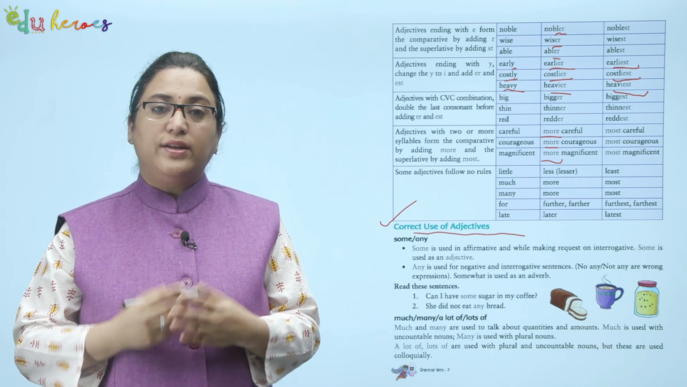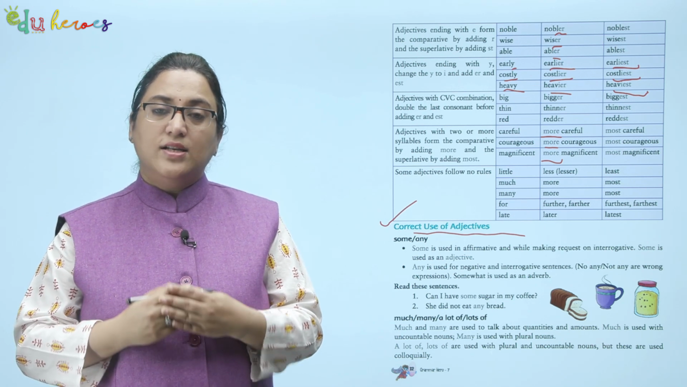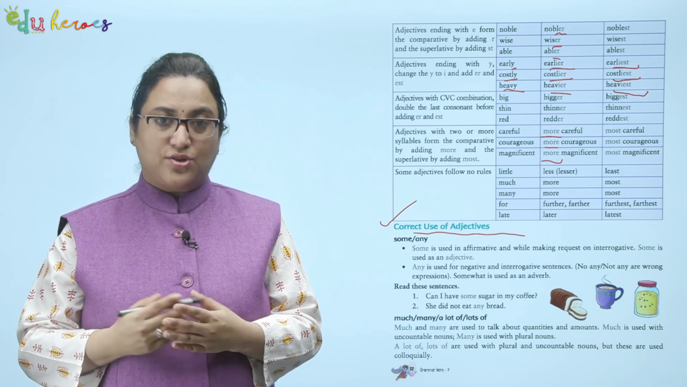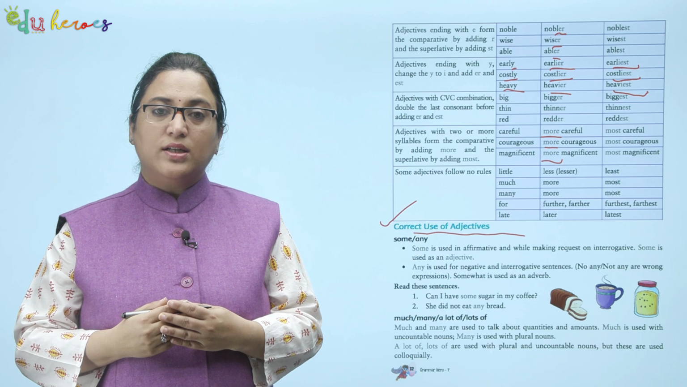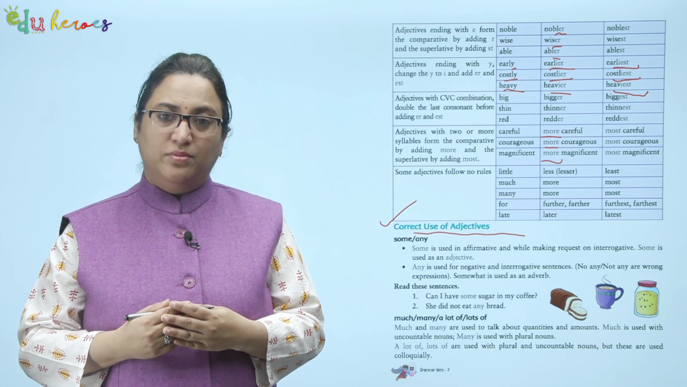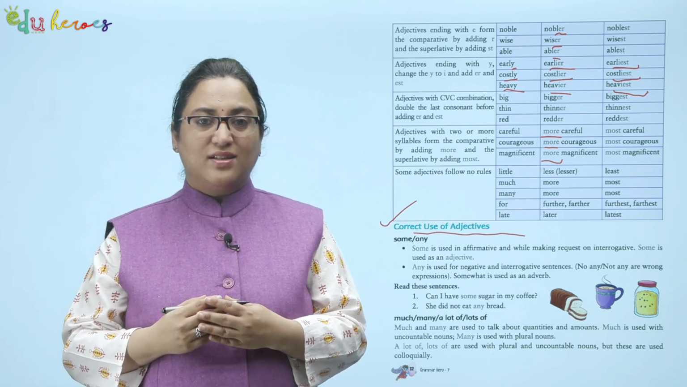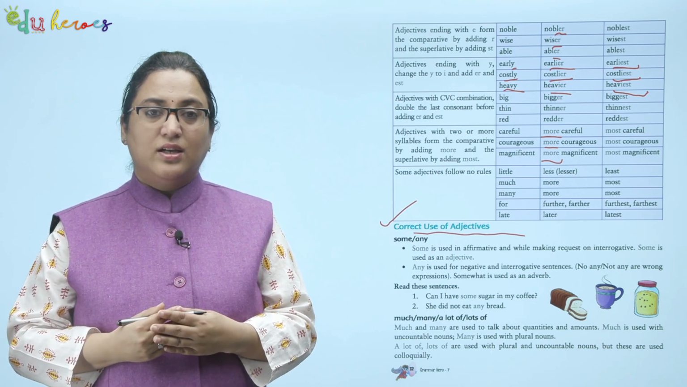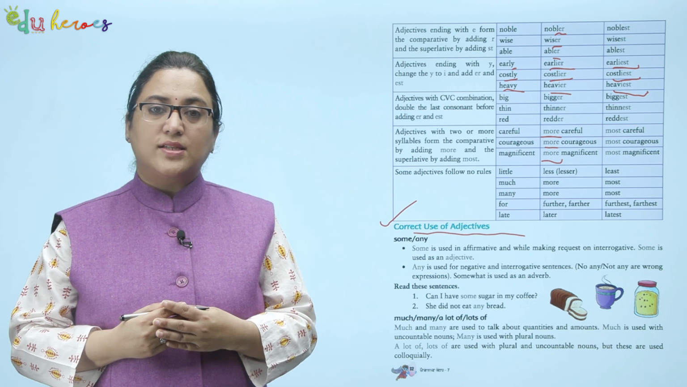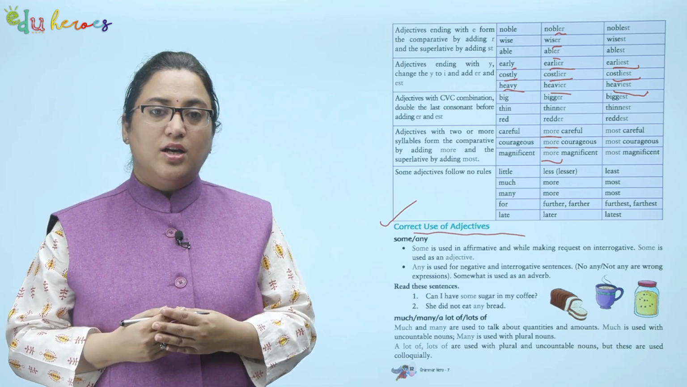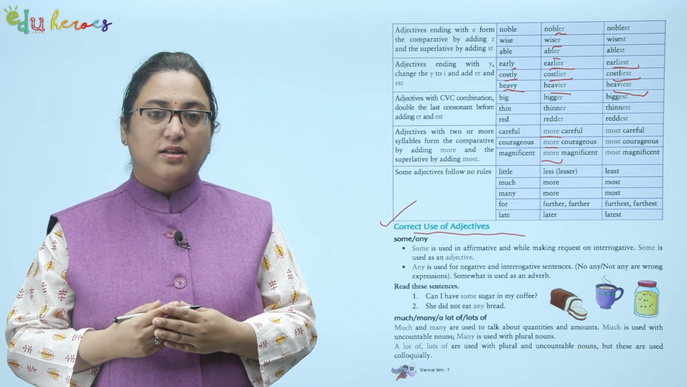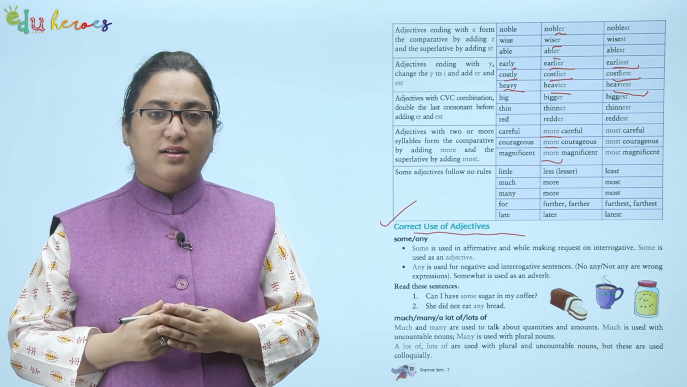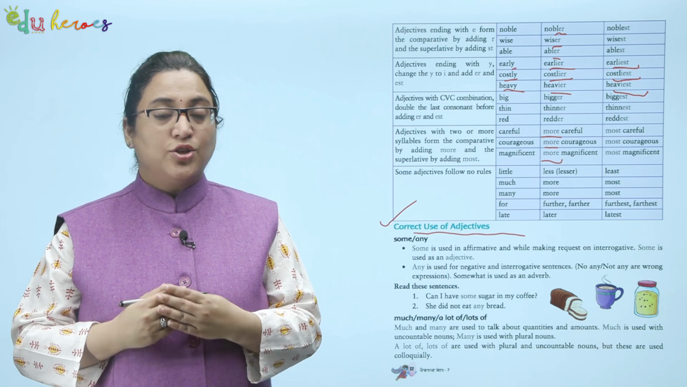Any is used for negative and interrogative sentences. No, any, not any are wrong expressions. Somewhat is used as an adverb. Let's read these examples. Can I have some sugar in my coffee? Is right, because this is affirmative. She did not eat any bread. Now this sentence is negative, so the usage is correct.